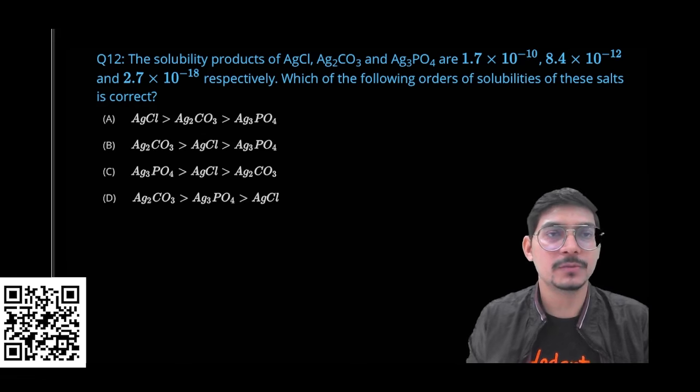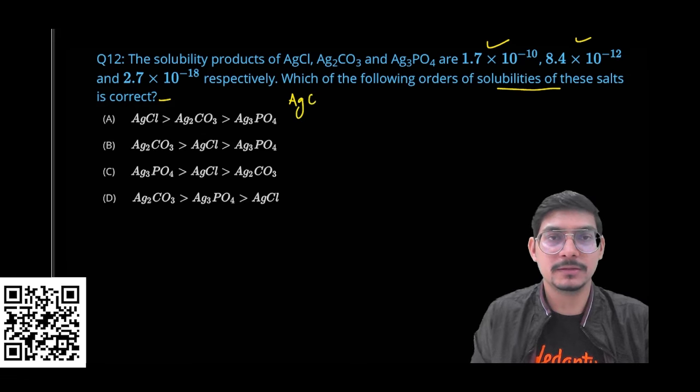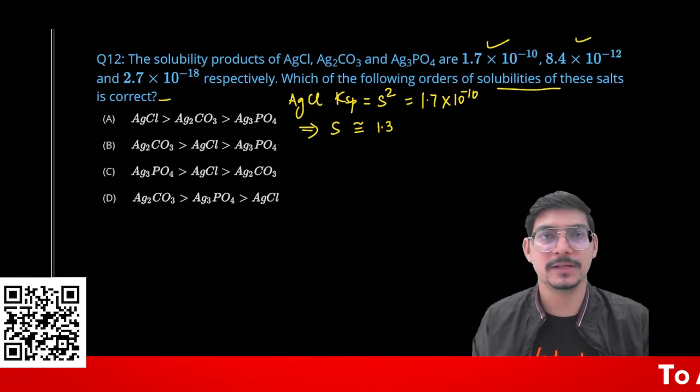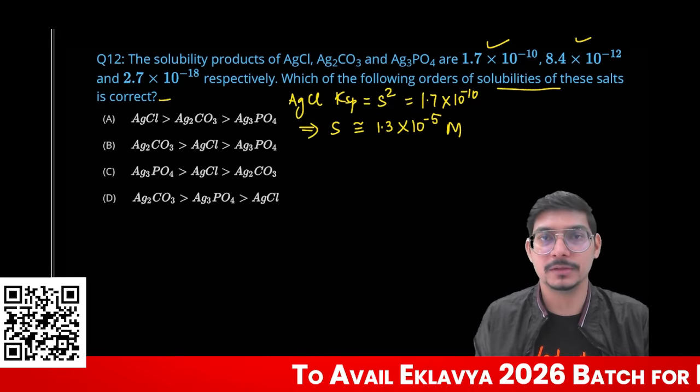Hi everyone. In this question, we have to find out the correct order of solubility of these salts given their KSPs. For AgCl, the solubility product constant can be written as S square, because it gives one cation and one anion. The value of KSP is 1.7 into 10 raised to the power minus 10. And when we take the square root on both sides, the solubility of AgCl comes out to be approximately 1.3, because the square of 1.3 is 1.69, approximately 1.7. And this comes out to be 10 to the minus 5 molar.